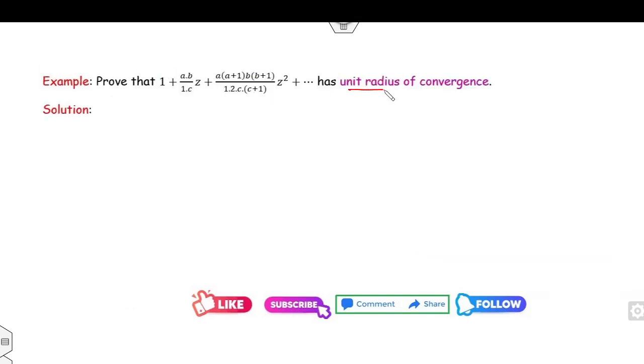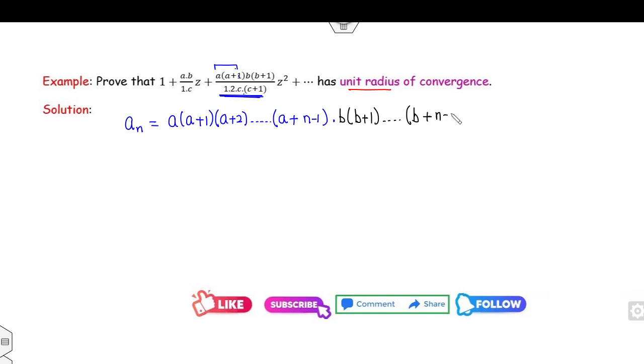Again, your target is to prove that it's a unit radius of convergence. Can you define the a_n? You can see it's a plus 1, a plus 2 and so on. I can write a plus 1, a plus 2 and so on. And the last term will be, you can see the second term, fine, it is a 1, so I can write this is n minus 1. Similarly, I can write for the b, it's b plus 1 and so on. It is b plus n minus 1. Same you can write for the denominator.